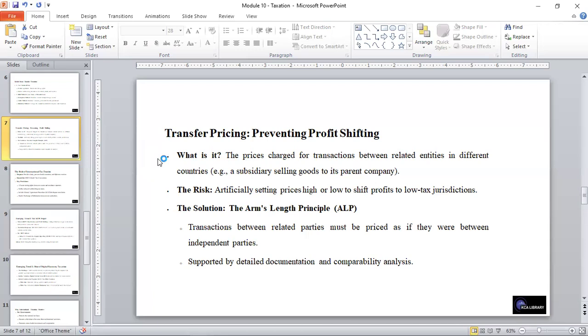And the solution is actually the arm's length principle, which says that transactions between related parties must be priced as if they were between independent parties, and also is supported by detailed documentation and comparability analysis.